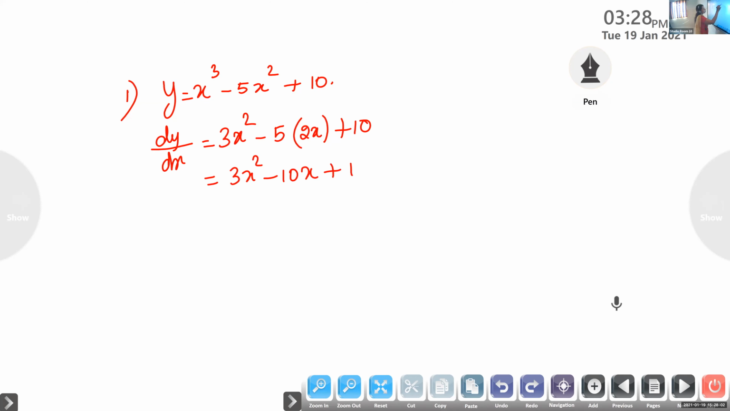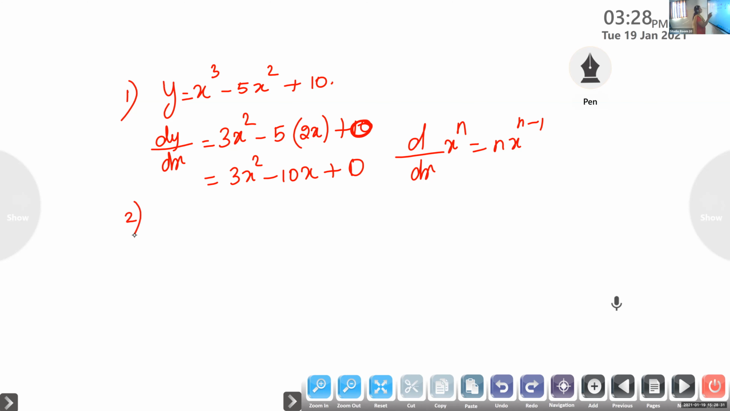If you differentiate a constant, the derivative of a constant is 0, isn't it? 5 into the derivative of x square is 2x. You are using the formula d by dx of x raised to n is n into x raised to n minus 1. Look here, this is a constant. The derivative of a constant will be 0.